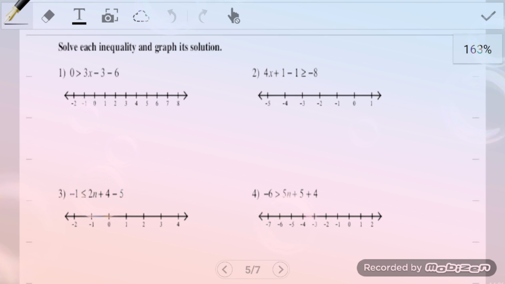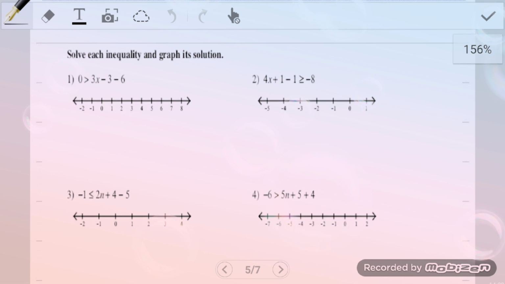Now we're going to jump right ahead to solving a bit of linear inequalities.